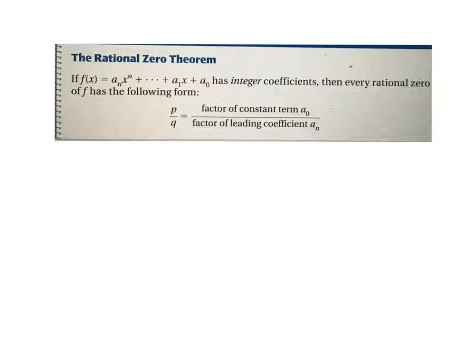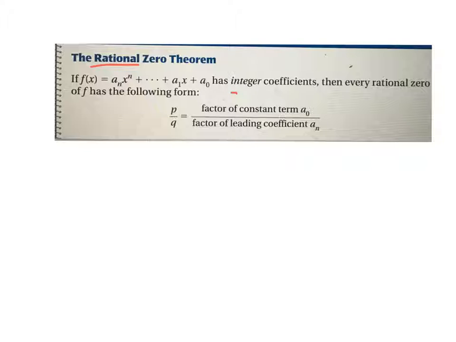The rational zero theorem. First of all, we need to talk about what rational means. Rational just means any number you can write as a fraction. Repeating decimals are okay. Decimals that don't stop and don't repeat, like pi or e, are not rational, but anything that you can write as a fraction is rational.